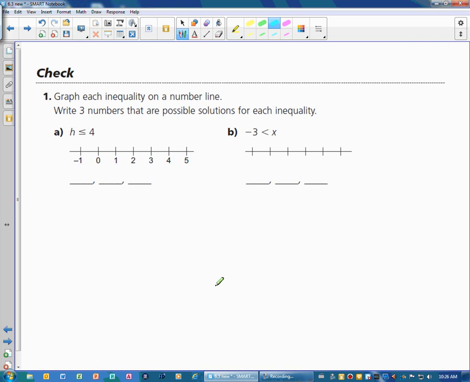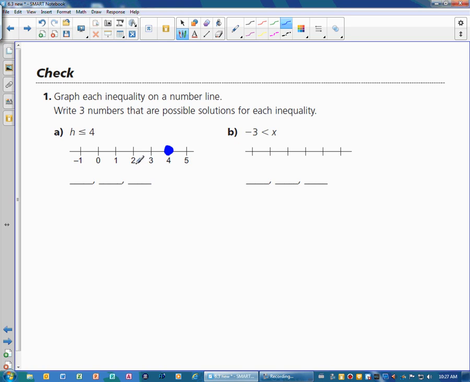Okay, so the check says graph each inequality on a number line and then write 3 numbers that are possible solutions for each inequality. So A says h is less than or equal to 4. Here's 4. What kind of circle? We need a closed circle. Because it can include, oops, I'm still on my highlighter. Let's get rid of that and try a pen. Here's 4. Closed circle. Okay. h is less than or equal to 4.